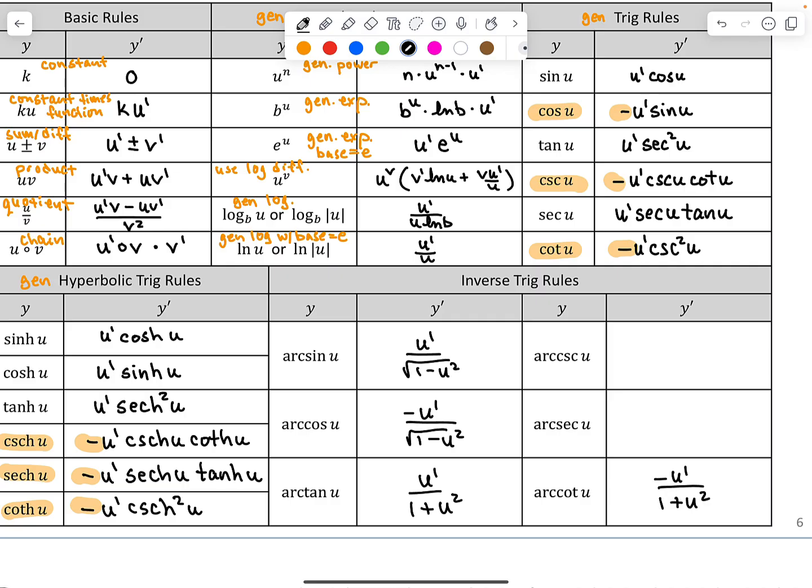Derivative of arc secant will be u prime over absolute value of u times the square root of u squared minus 1. And the derivative of arc cosecant will be the same thing but negative. It's the arc trig functions where the trig function starts with c, so arc cosine, arc cosecant, and arc cotangent. These are the ones that have the negative involved.